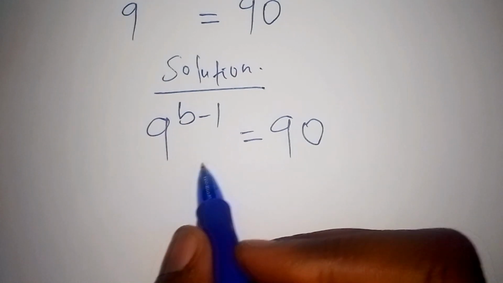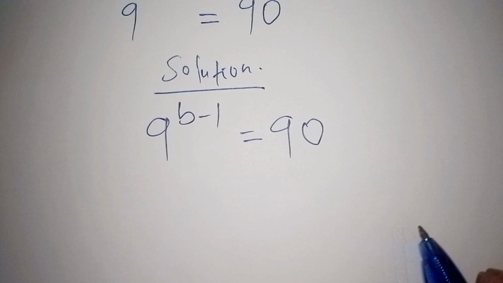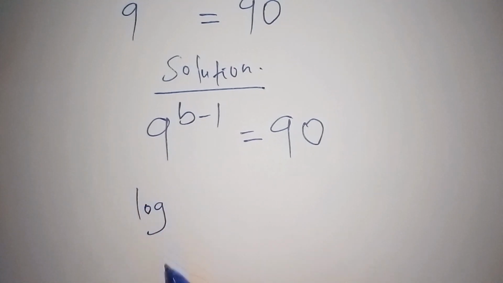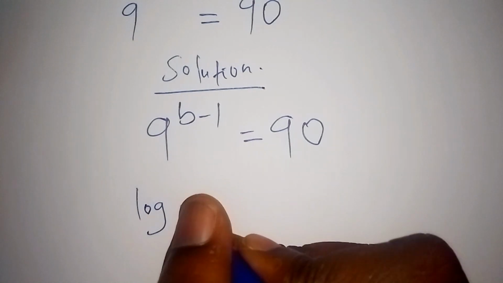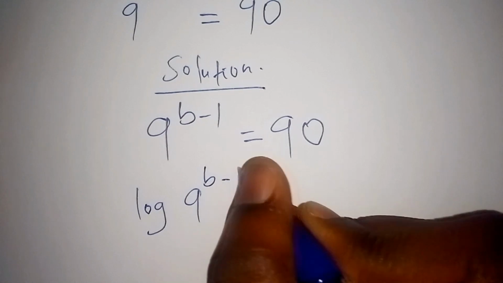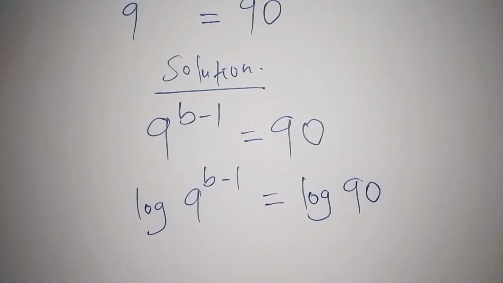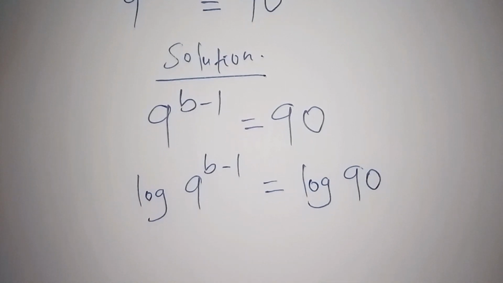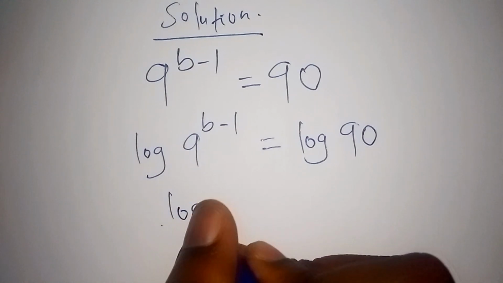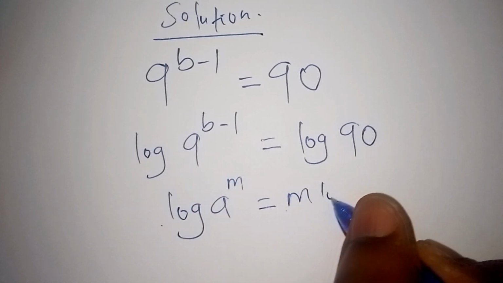So how do we find the value of b? Now 90 is a whole number, 9 is the base, b minus 1 is the index. For us to work it out properly, we need to introduce the log on both sides. So we shall have the log of 9 to the power of b minus 1 is equal to the log of 90. Suppose we have something like the log of a to the power of m, this can also be written as m log a.